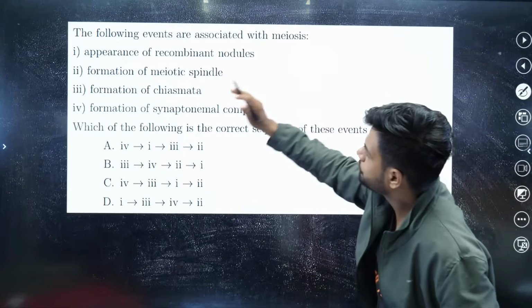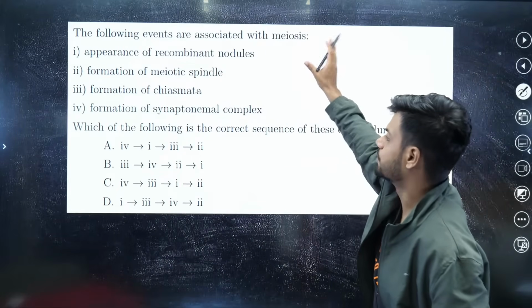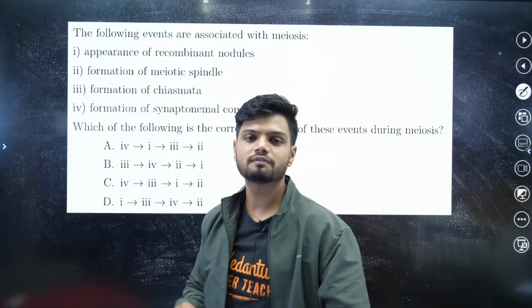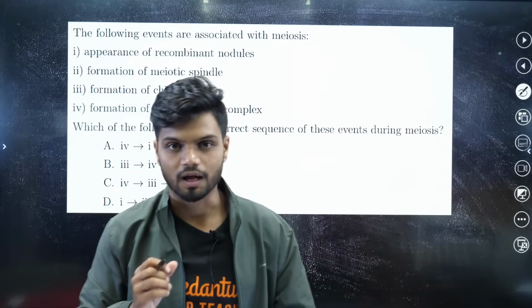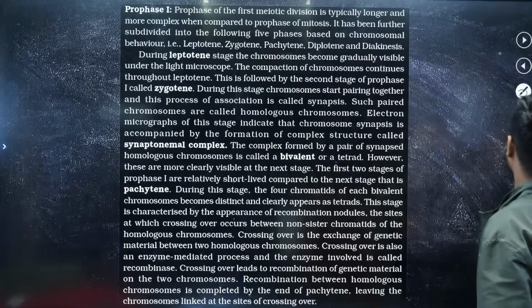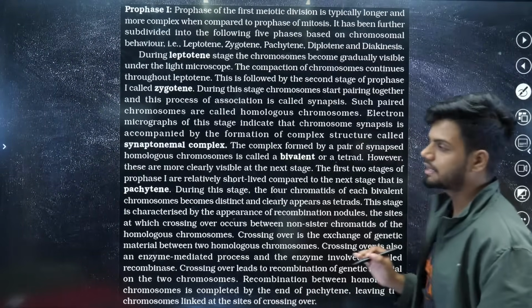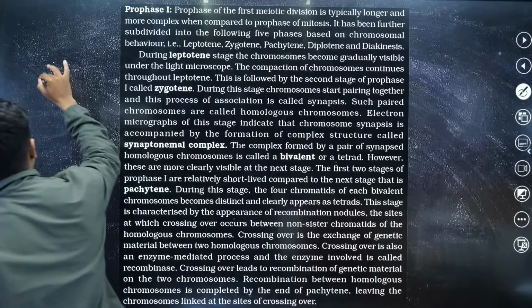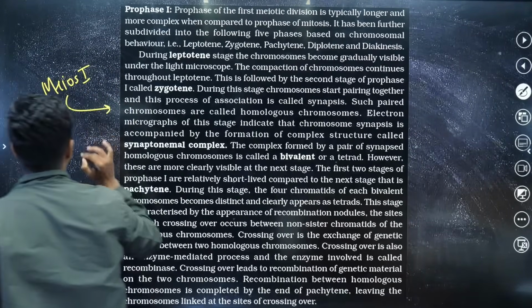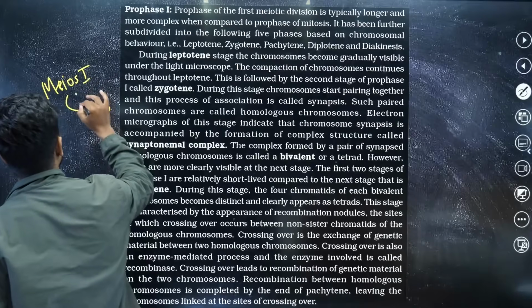Now, the following events are associated with meiosis. They have given you the entire list of meiosis. You need to tell me which one is at which stage. Now, this is going to be the most crucial one. This is your entire NCERT for meiosis 1. Please read this one.